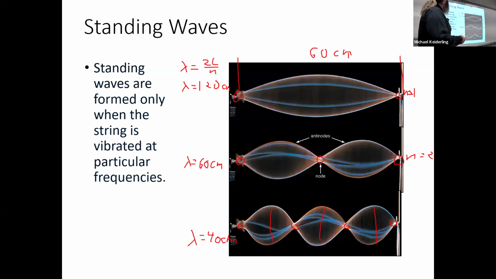So here's an example of a standing wave. This is 60 centimeters in length for the string. Here you can see there's half a wave, so the wavelength is 120 centimeters. Here you have 2 antinodes. This is a whole wave, so the wavelength is 60 centimeters. Here you have 3 antinodes. This is 1.5 waves, so the wavelength is 40 centimeters. The formula is 2 times the length divided by the number of antinodes, the number of big walls.